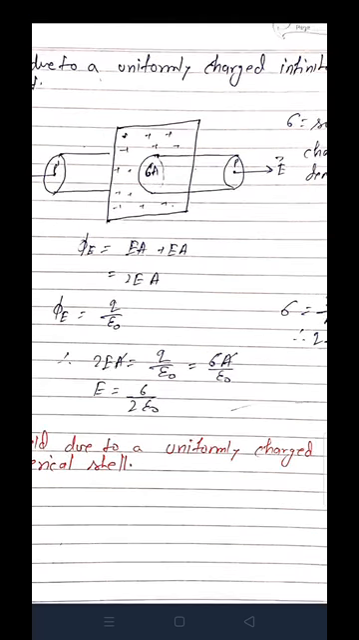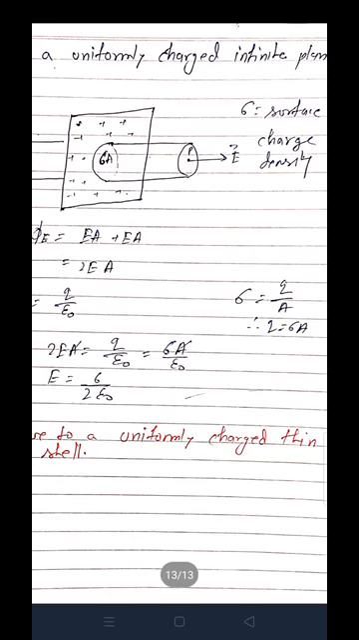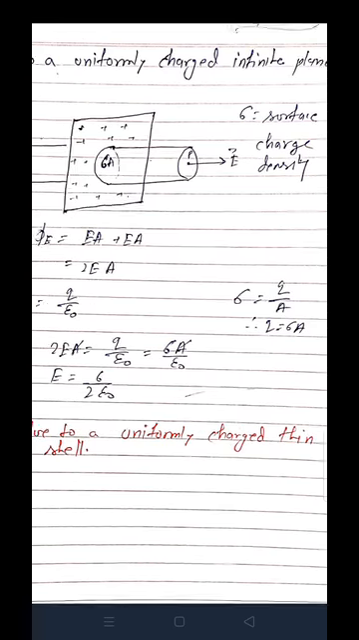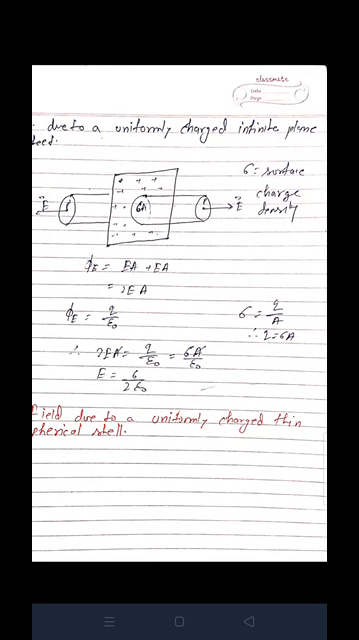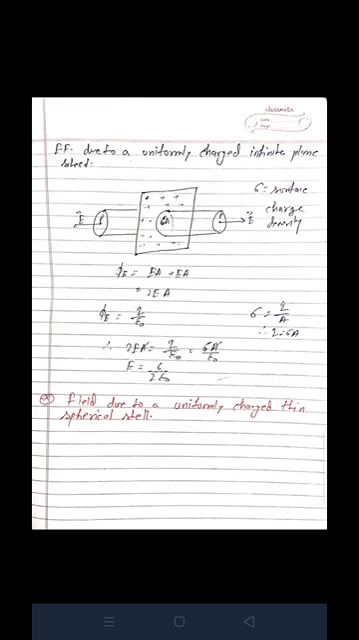So EA plus EA will be equal to what? 2EA, and we know from Gauss theorem that flux is Q by epsilon naught, but Q we have already found, that Q equals what? Sigma into A, because sigma is the surface charge density. Then 2EA will be equal to Q by epsilon naught, that is equal to sigma A by epsilon naught. That A and A we can cancel and we find E equals sigma by 2 epsilon naught. This is the electric field due to a uniformly charged infinite plane sheet.